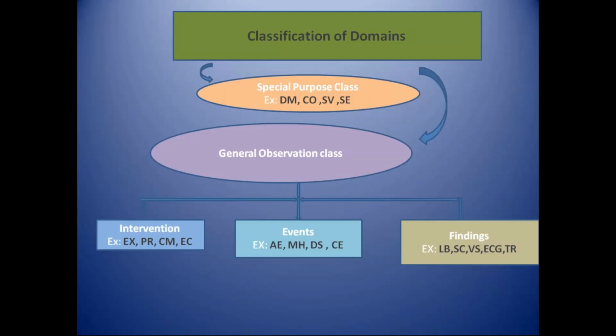In the findings, we'll have many domains. The important ones are the lab domain, vital sign domain, subject characteristics, the EG domain, EG for ECG, and tumor response. Like that, we'll have many domains, but the main domains are lab and vital sign. So these are the different domains we'll have in the SDTM.